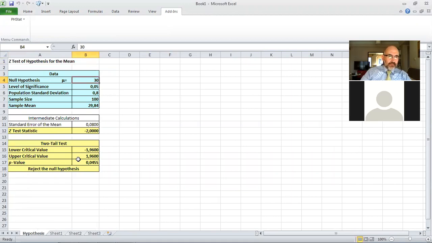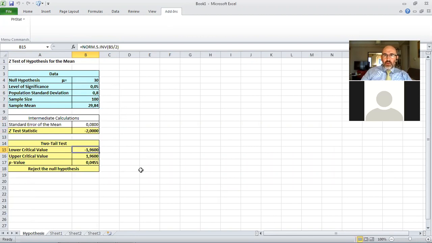And we have here some output, some results for this. The null hypothesis is mu is equal to 30. Alternative, mu is not equal to 30. The level of significance we already entered, sigma, sample mean. Then the standard error of the mean. Basically it is 0.8 divided by square root of 100. You see the formula right here. Z-test statistic, the difference between the sample mean and the hypothetical mean divided by standard error, is -2.